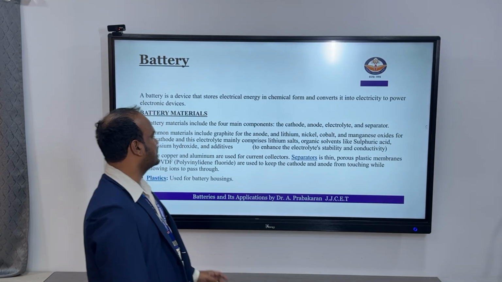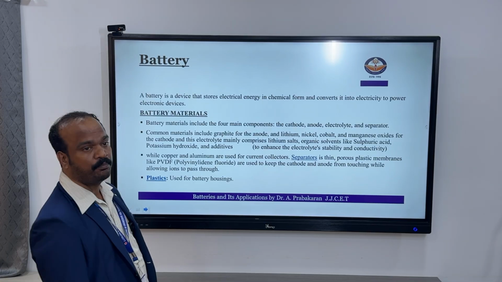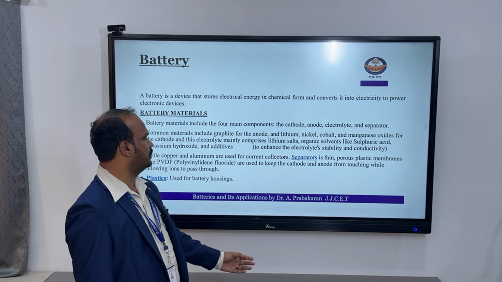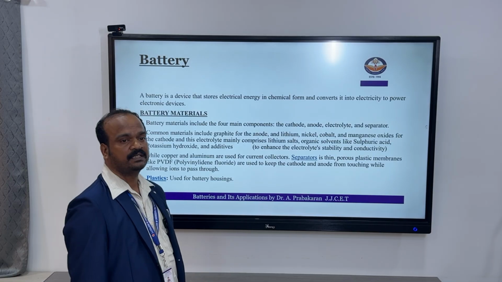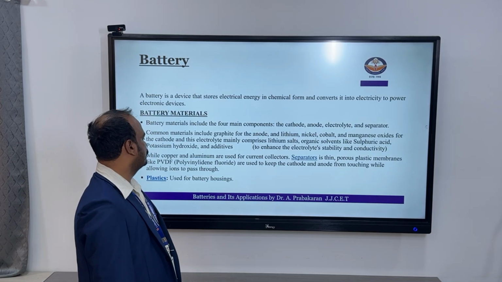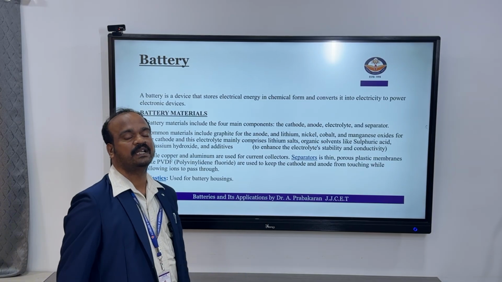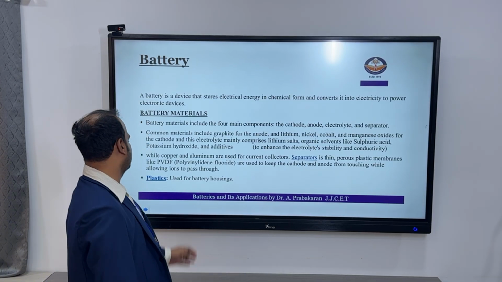Porous plastic membranes like PVDF, that is polyvinylidene fluoride, are used to keep the cathode and anode from touching while allowing the positive ions through. Plastic is used for the battery housing, the outer component.